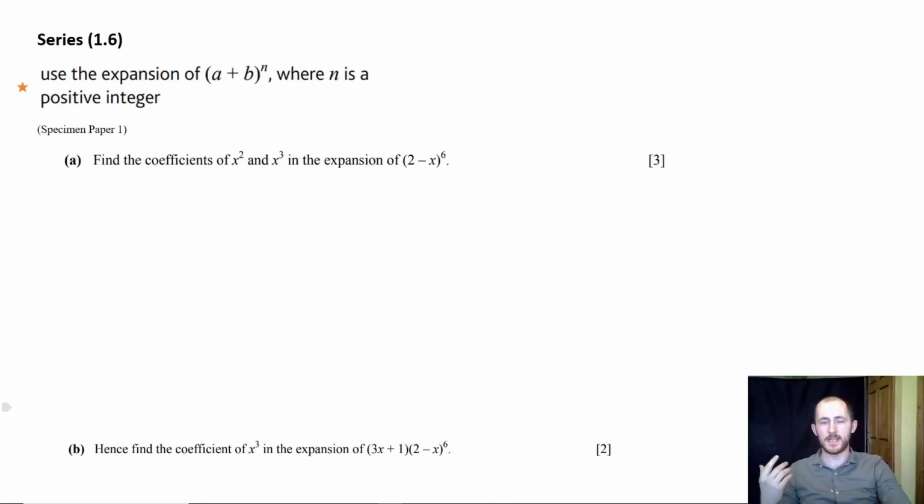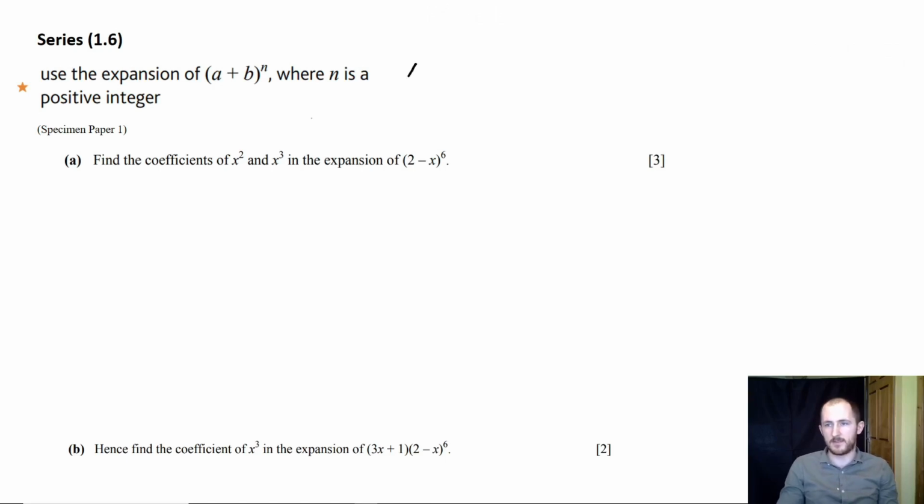Today we're going to be looking at the series section of paper 1 for the CIE A Level Maths. So if we have a look here, the first thing you need to be able to do is use binomial expansion. And in this case it's going to be (a + b) to the power of n, where n is a positive integer. So keep in mind, when we don't have positive integers, binomial expansion does change slightly. So this is just for very standard normal brackets.